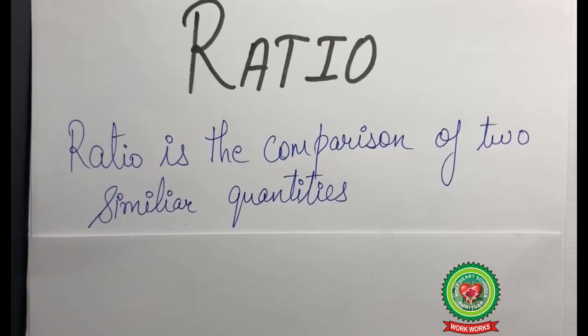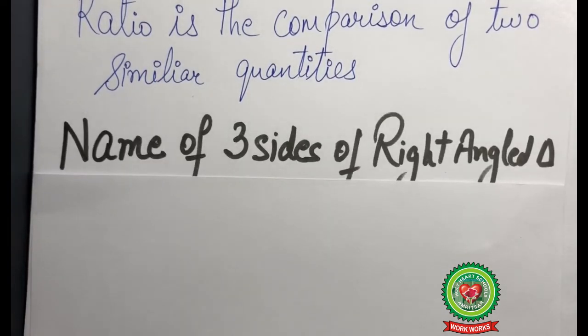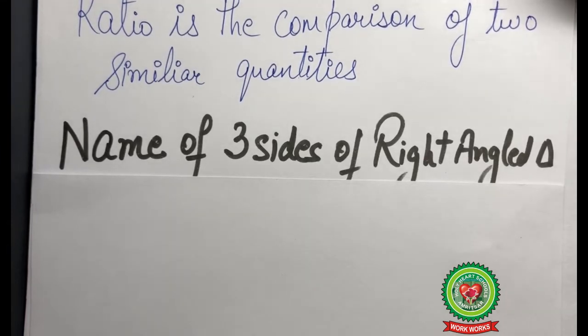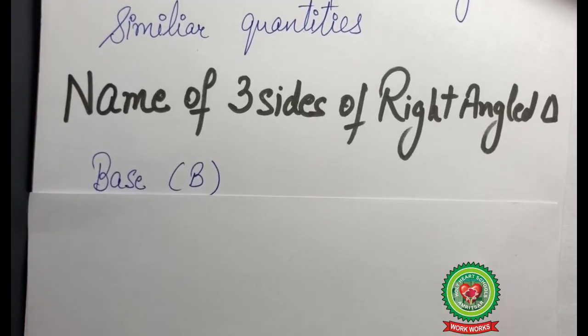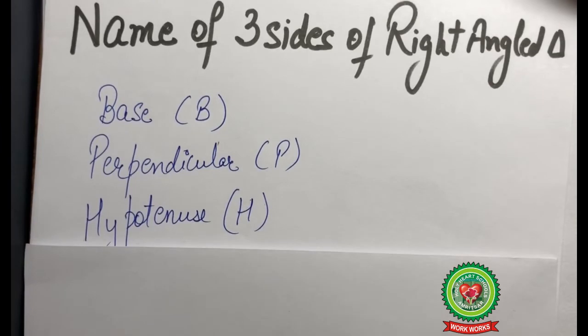Now, here we are talking about trigonometrical ratios. So we have already discussed in our previous video what is trigonometry. Trigonometry is the branch of mathematics that deals with the relationship between the sides and the angles of a triangle, specifically the right angle triangle. So let us recall the names of the 3 sides of a right angle triangle. The names of the 3 sides of a right angle triangle are base, perpendicular and the hypotenuse.